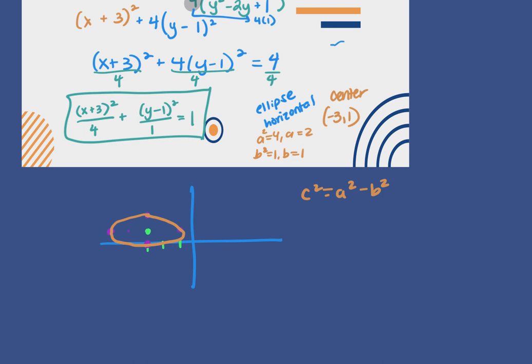What other points did you put in the graph? You just put center? I did the center, and then I did right and left 2. That's the A, and I went up and down B. Wait, is A always going to be right? If it's horizontal. If it was vertical, so if the A is under the Y, then I go up and down the A. So whichever one's bigger.